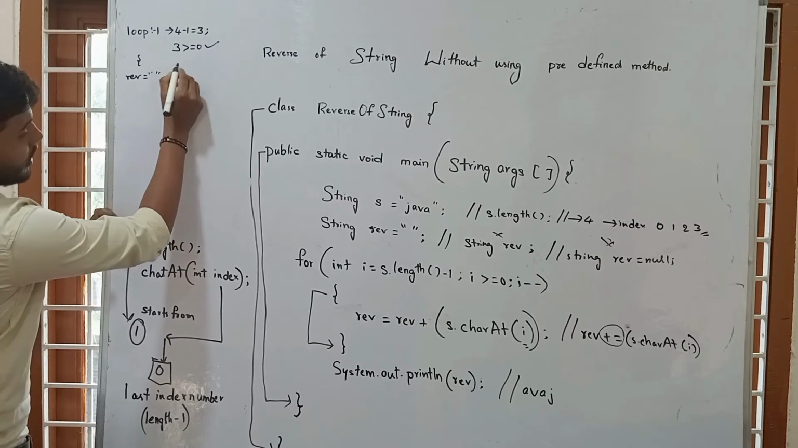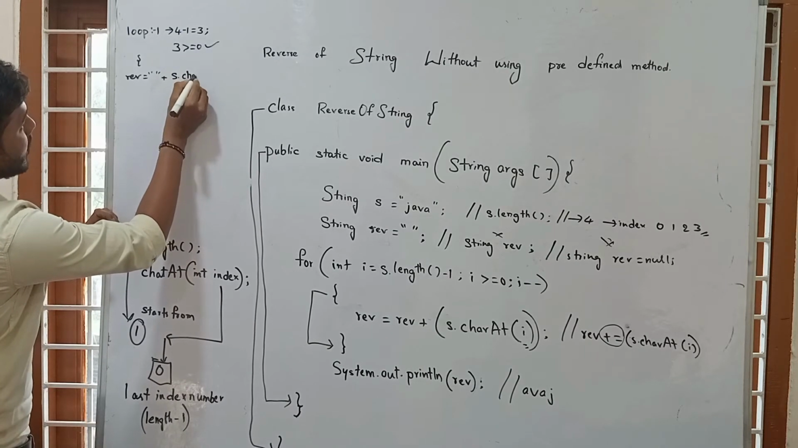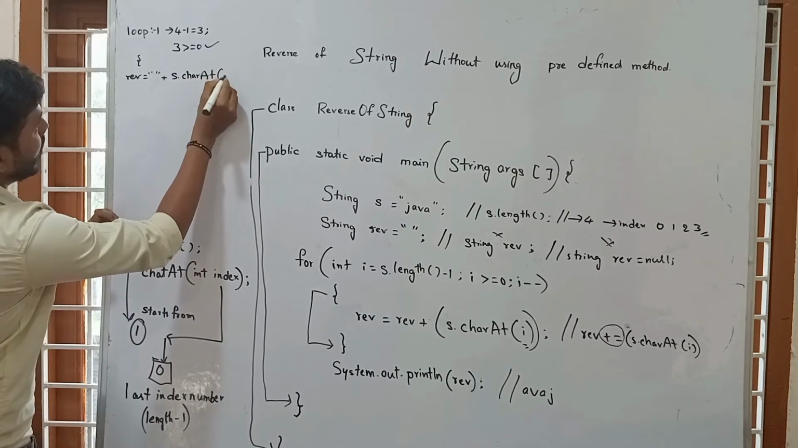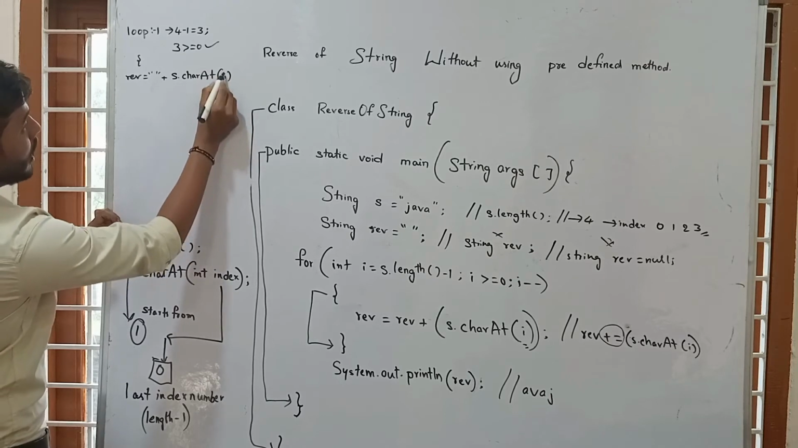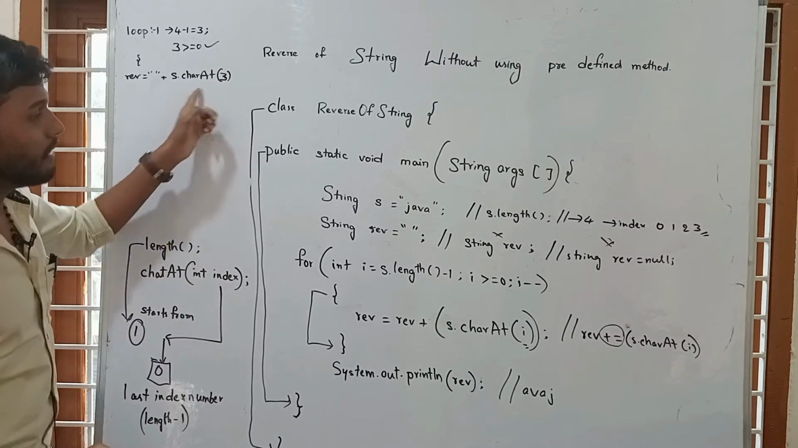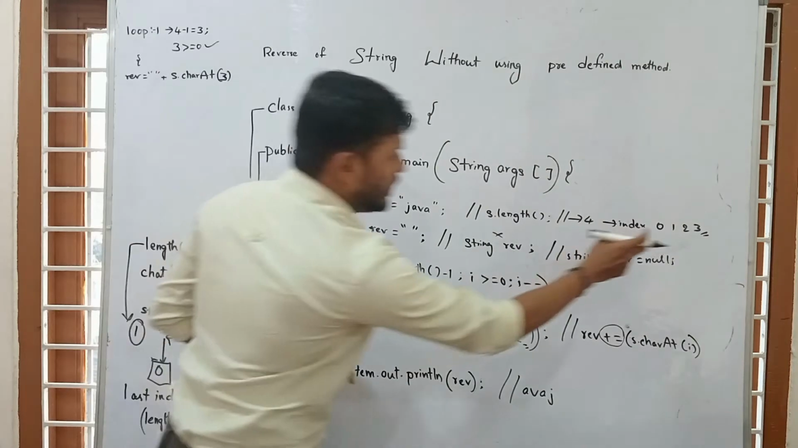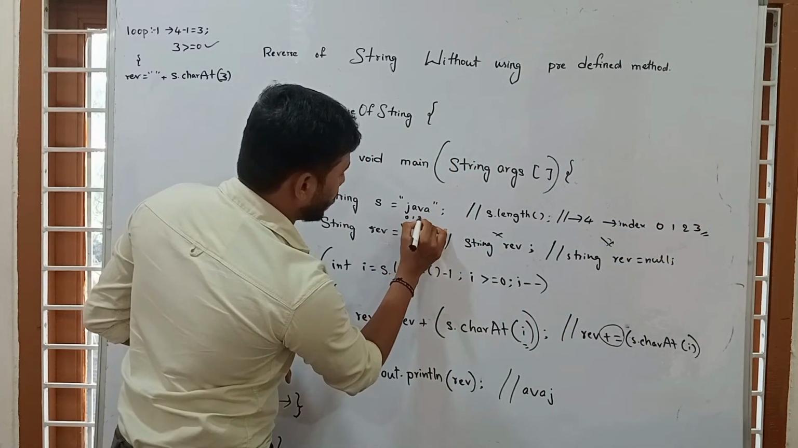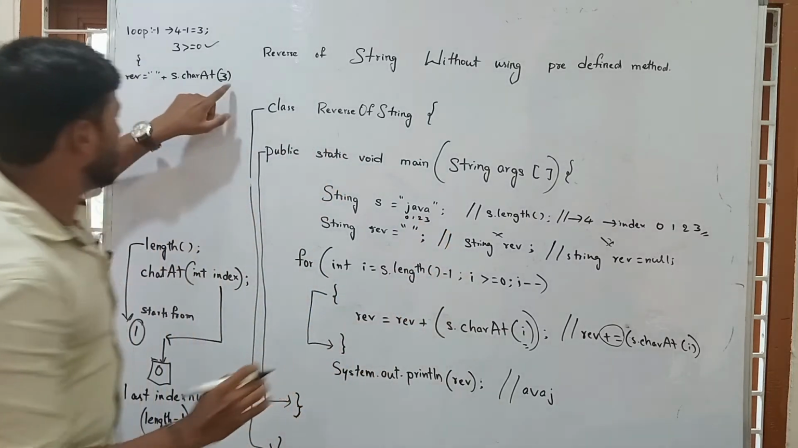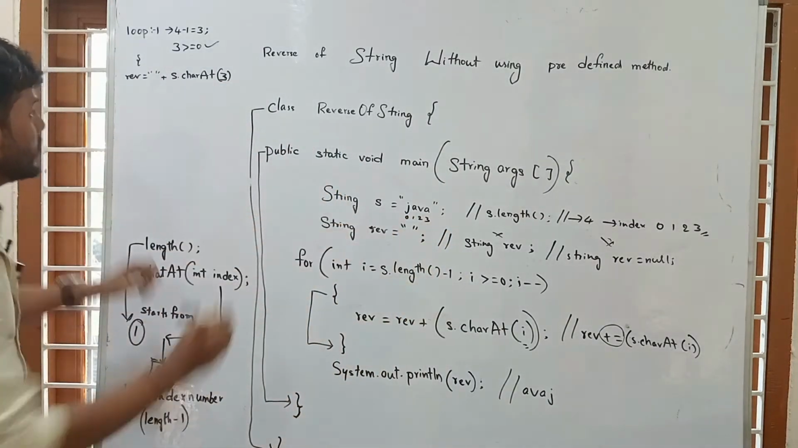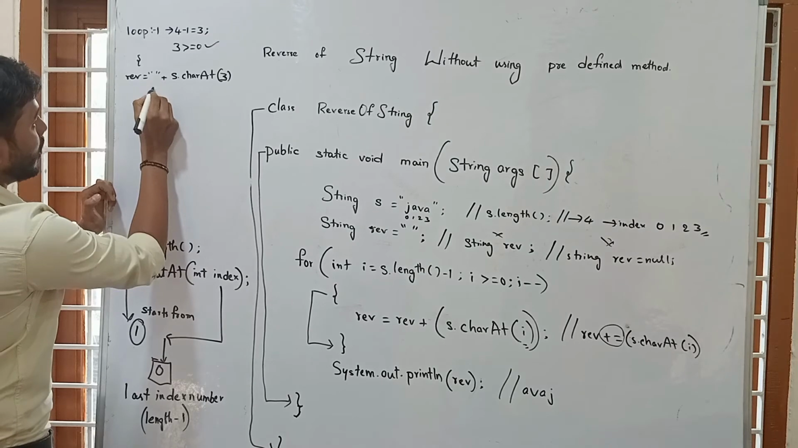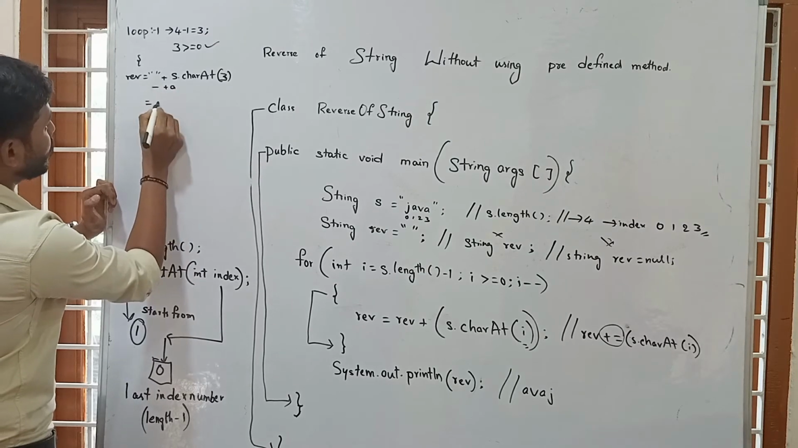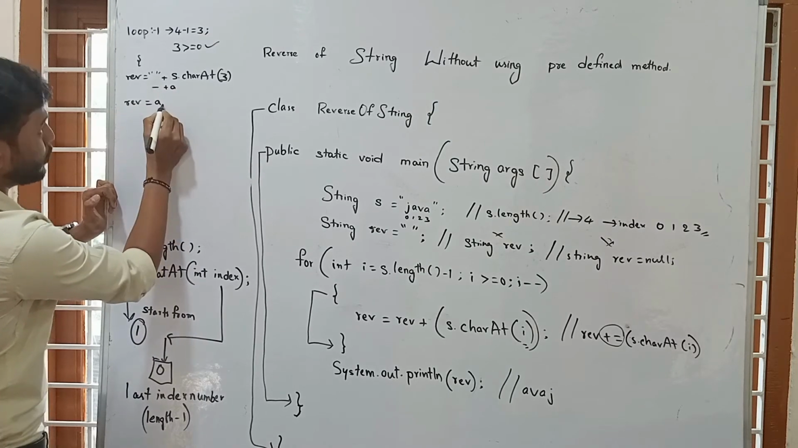Now let us see. s.charAt(i). What is that i value? i value is 3. Now let us see, what is the index value here? 3. In the 3, 0, 1, 2, 3, in the third place, which character is it? A. Null plus A equal to A. Now reverse value equal to A.